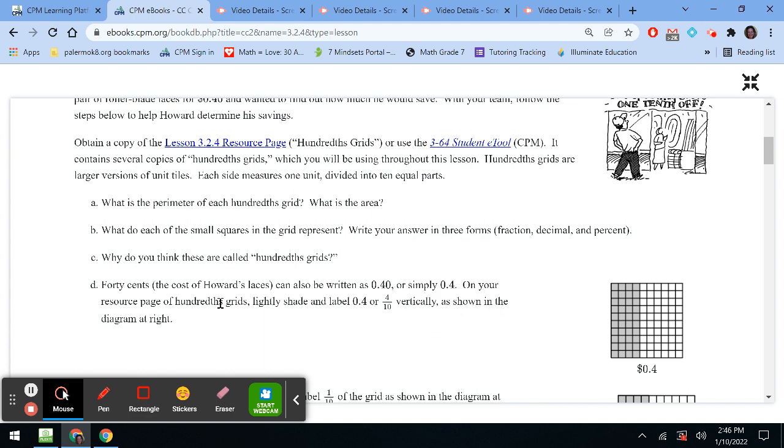On your resource page of the hundreds grids, what I want you to do is you're going to lightly shade and label 4/10 vertically, so up and down as shown on the diagram at right. So this is how you're going to make your resource page look. So you have 1, 2, 3, 4/10 going up and down, shaded in. And so I'm going to do that using the e-tool.